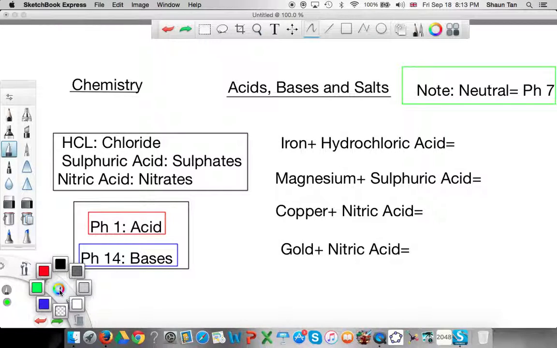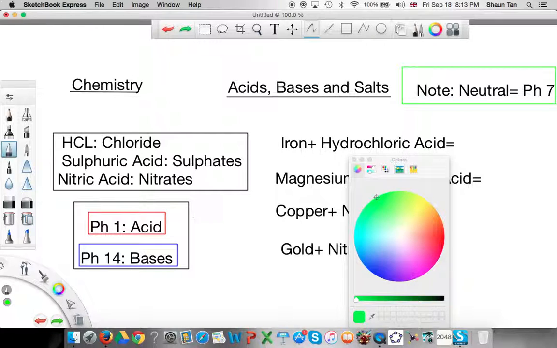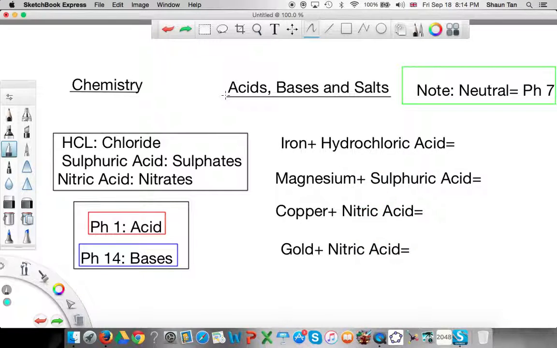In today's video, we'll be learning about acids, bases, and salts, as I said in my reactivity series video. Before I start, I would like to give you guys some information. First of all, when you are dealing with hydrochloric acid, it gives chlorides. When you're dealing with sulfuric acid, it gives you sulfates. And when you're dealing with nitric acid, it gives you nitrates.